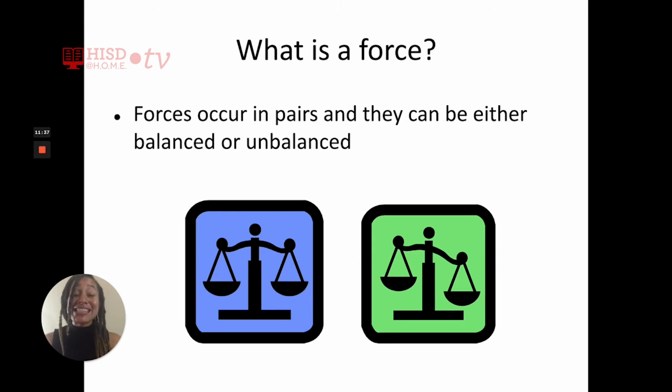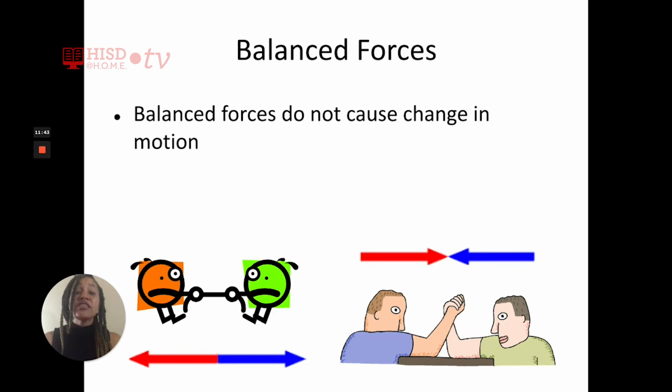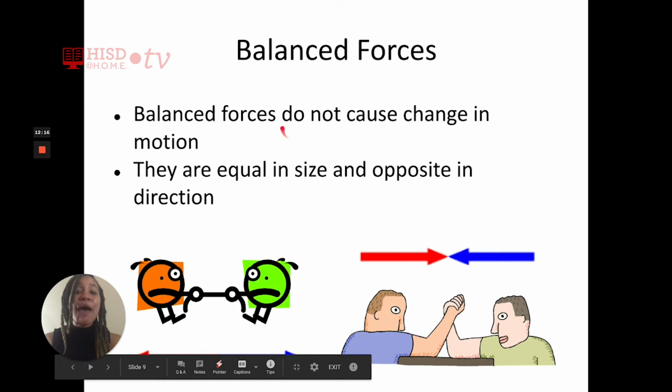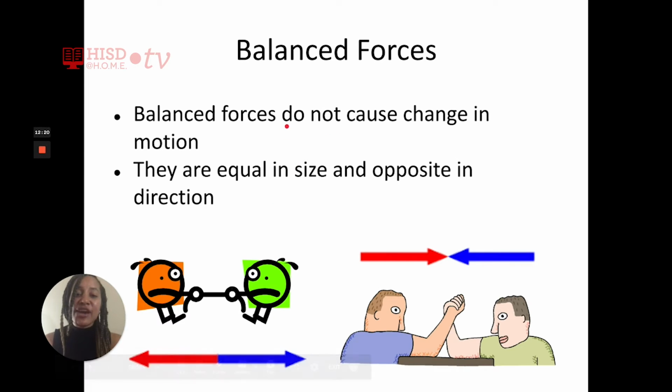So let's begin with our second section in our foldable labeled balanced forces. So balanced forces do not cause a change in motion. They are equal in size and opposite in direction. If an object is experiencing balanced forces, it is either going to stay still or going to remain moving at a constant speed. The key to remember about balanced forces is that balanced forces do not, key here, do not cause change in motion.